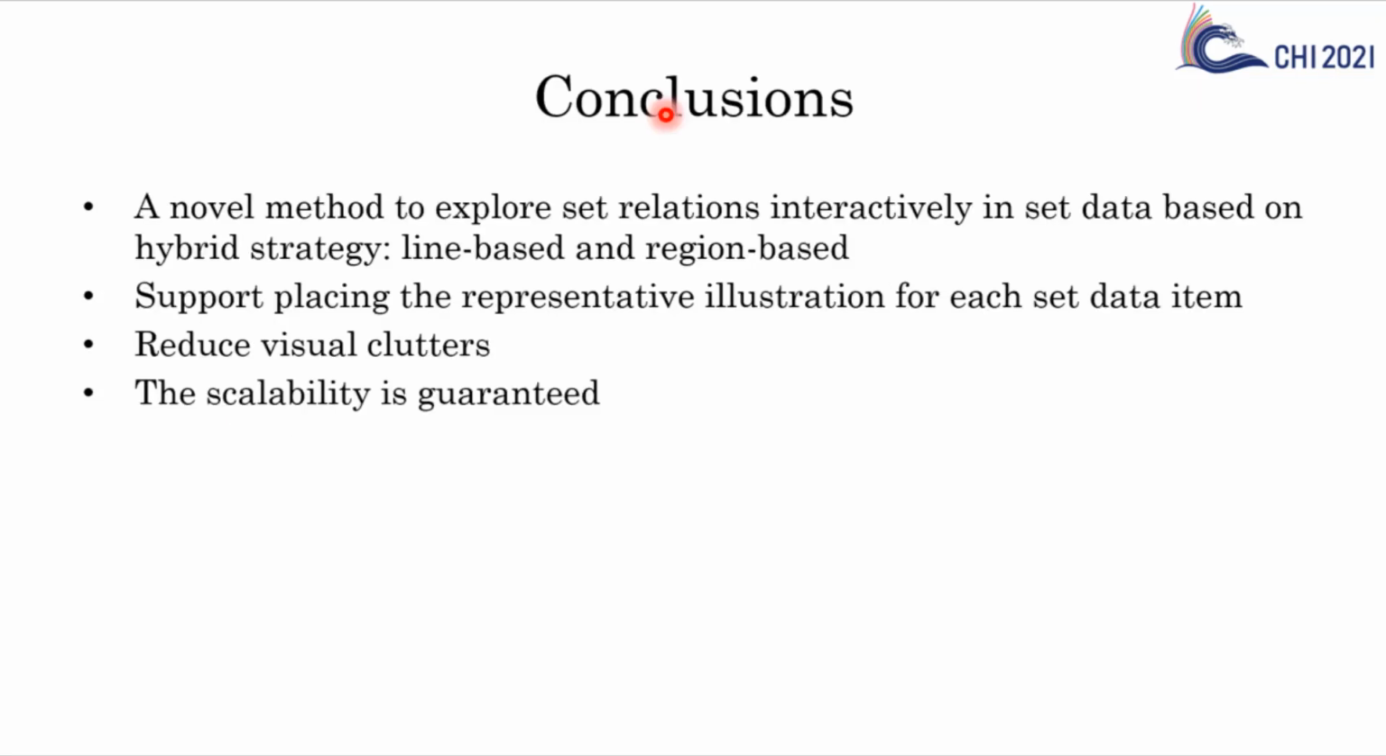BalloonVis is a novel method to explore site information by using a land-based and region-based hybrid strategy. It could support the placement of a representative illustration of each item and the reduction of visual clutter. Its scalability is guaranteed by a hierarchical merging optimization to further eliminate the clutter.